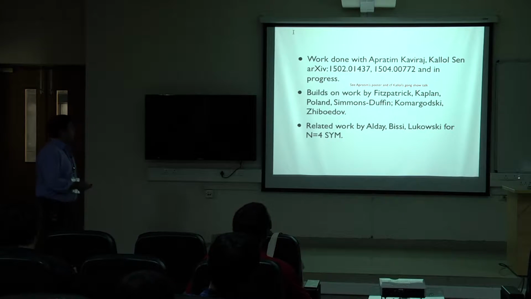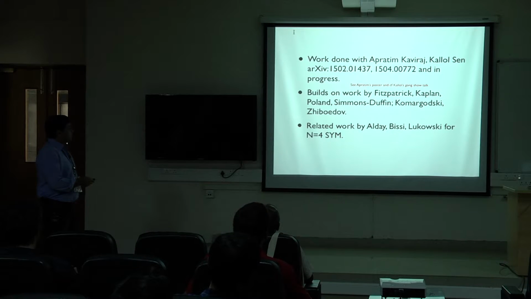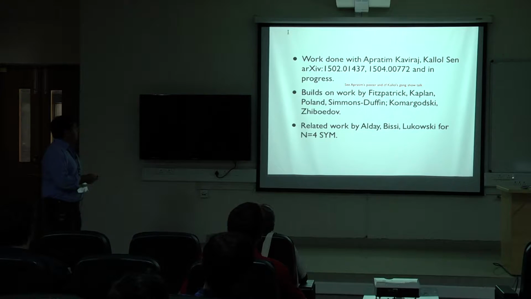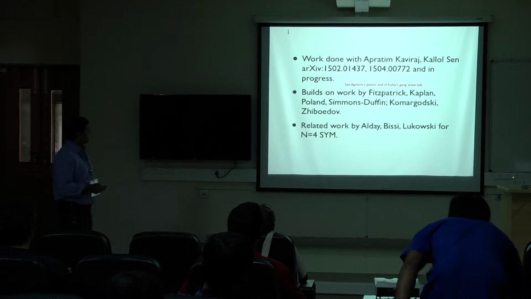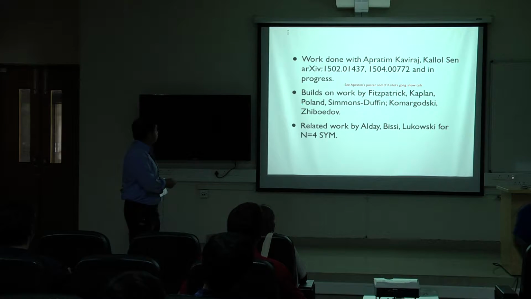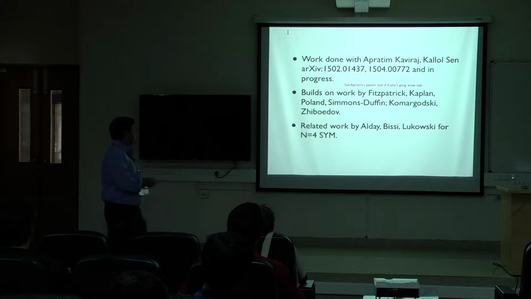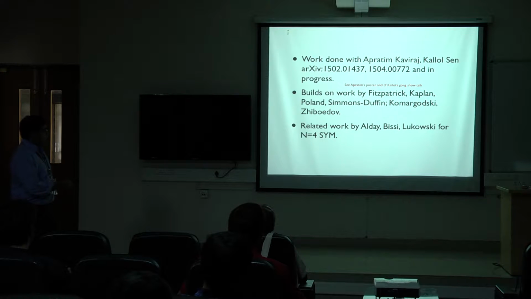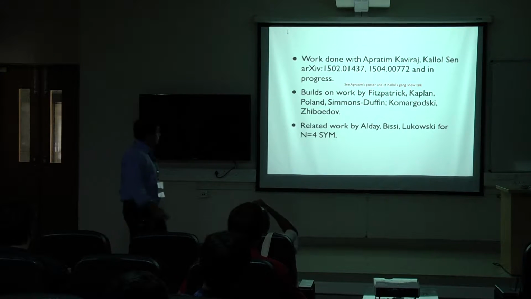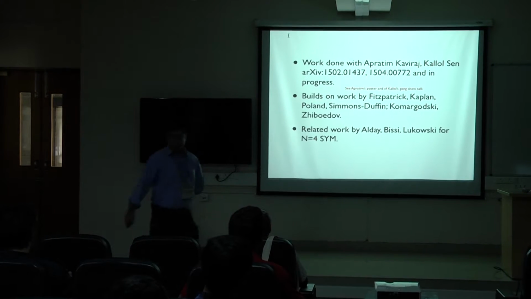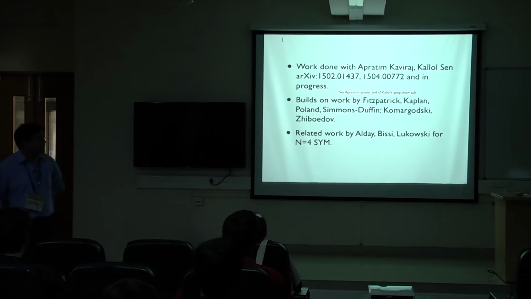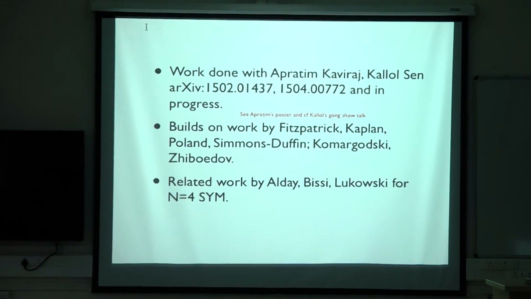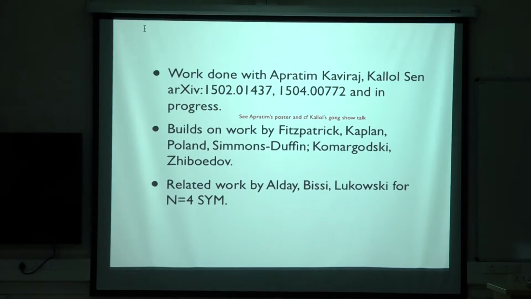And this talk is going to be based on some work that I did with my students Apratim Kaviraj and Kallol Sen, who are there in the audience, and it's based on these two papers and some work in progress. And I should at the onset say that this builds on work by Fitzpatrick, Kaplan, Poland, Simmons-Duffin, and a simultaneous work by Komargodski and Zhiboedov. And there's a related work since last October in 2014 by Alday, Bissi, and Lukowski for supersymmetric N=4 Yang-Mills theories, which will have some overlap with what I'm going to talk about.